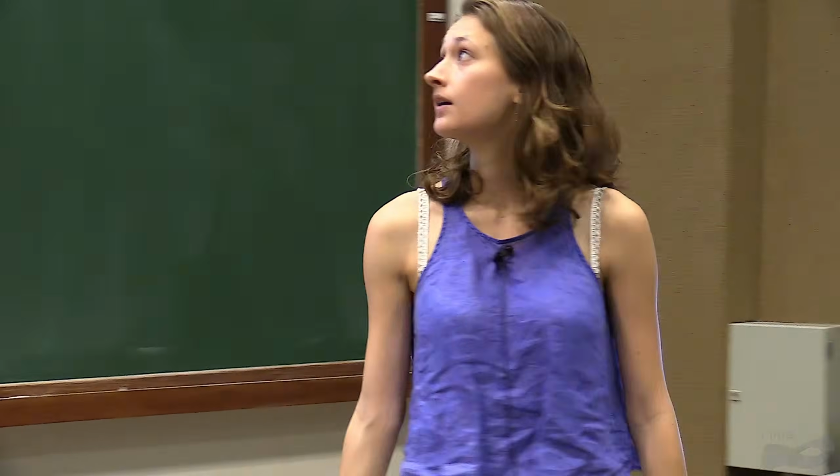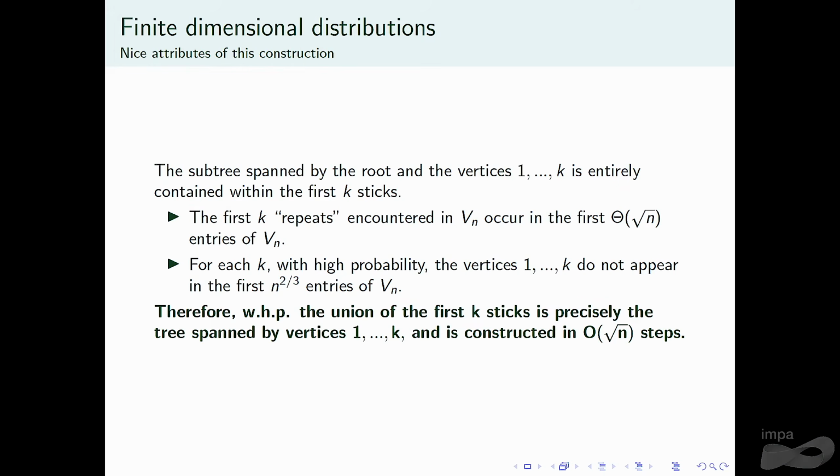So we will definitely have those trees, and we'll argue that, in fact, it's pretty much the same tree. What we can show is that the first k times we see a repeat are going to happen in the first root n entries of the n. So we're constructing this tree that we're interested in root n steps. Moreover, with high probability in those steps, we're not going to see the values 1 through k. What does this mean? It means that with high probability, the values 1 through k are leaves of the tree.